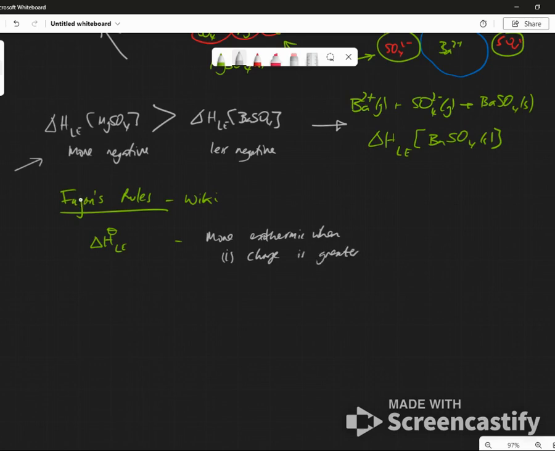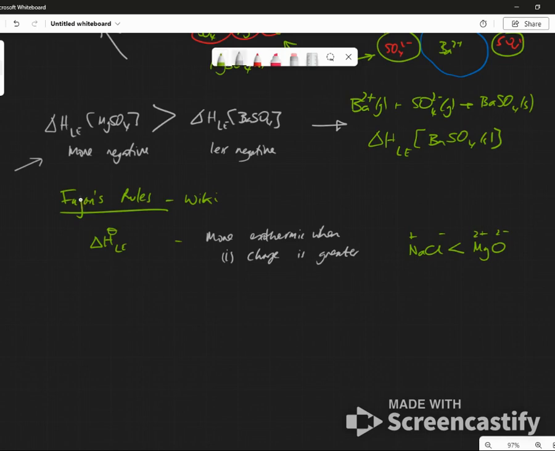So that's definitely true. Yeah, it is a charge density thing, dear. Don't worry, we'll get to that. But the charge is greater. So, for example, the lattice energy of sodium chloride is going to be less than the lattice energy of magnesium oxide, because this is plus and minus, this is 2 plus and 2 minus. So the ions will be more strongly attracted to each other in magnesium oxide. That's a charge thing.